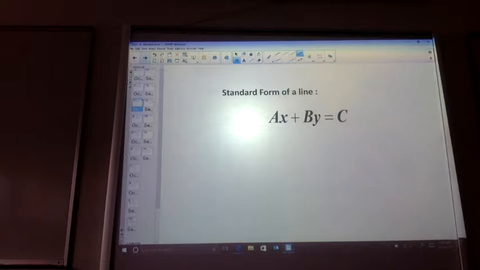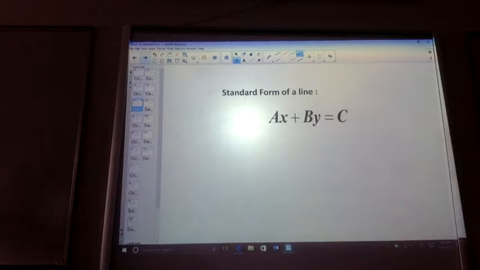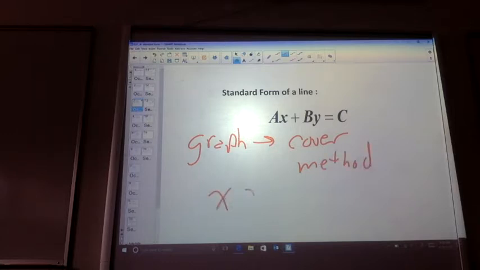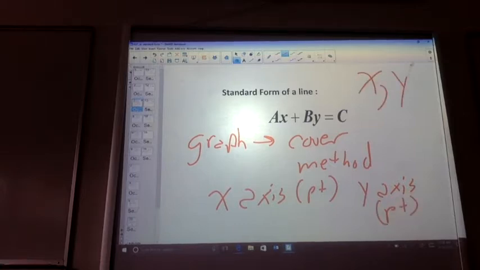Okay? X and y stay as x and y. And the nice thing is if you have your graph in standard form, we can graph this pretty easily by using something called the cover method. That allows you to find where it crosses the x-axis, which is a point, and where it crosses the y-axis, which is also a point. And if it's a point, it's x comma y. This is a really simple and quick way to graph linear equations.